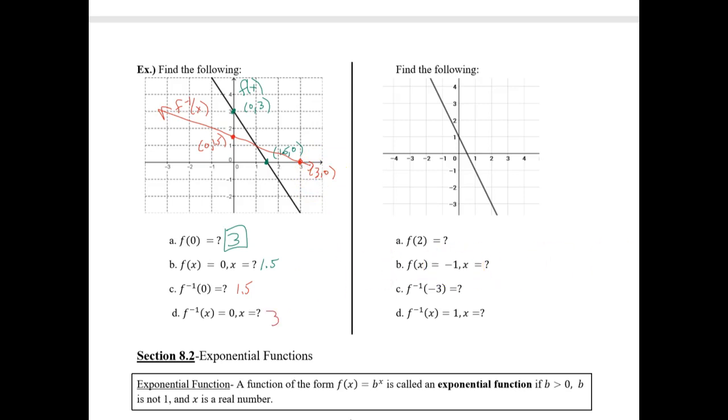So we can see what's happening here with these functions and their inverses: the domain for function f becomes the range of its inverse, and the range of function f becomes the domain of the inverse. So they flip-flop. f of x has a domain and a range, and f inverse of x has that range as its domain and that domain as its range. They flip-flop because all of these ordered pairs are flip-flopping. The x's become the y's, and the y's become the x's.